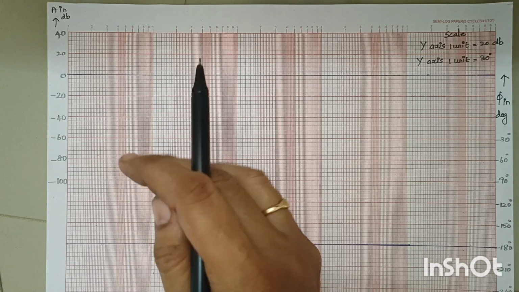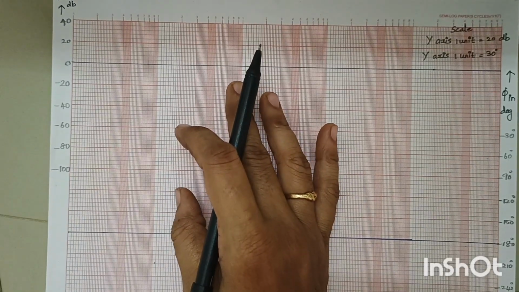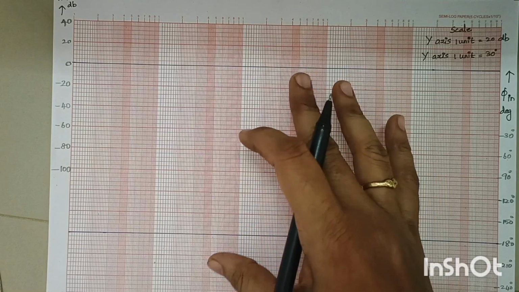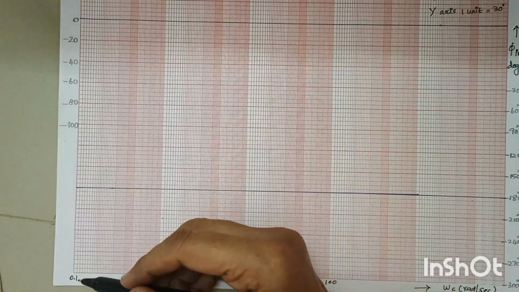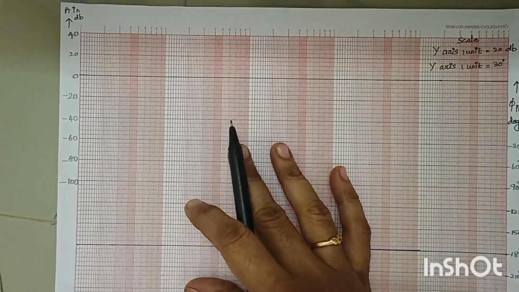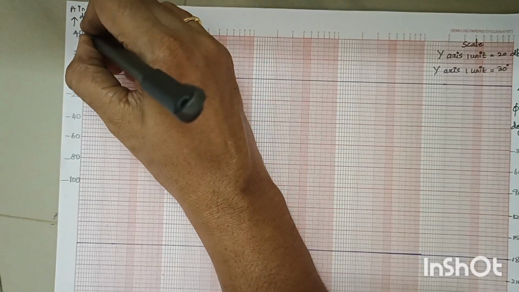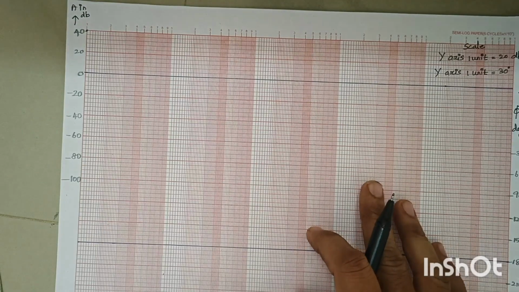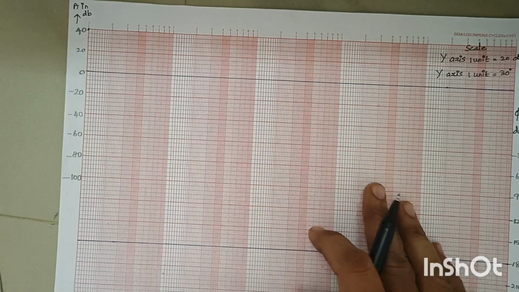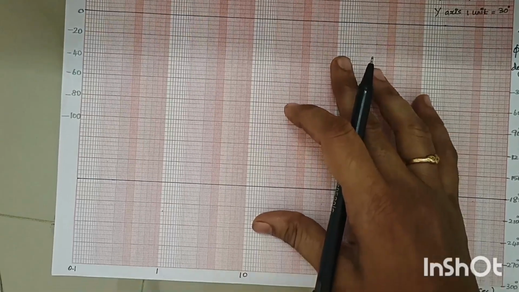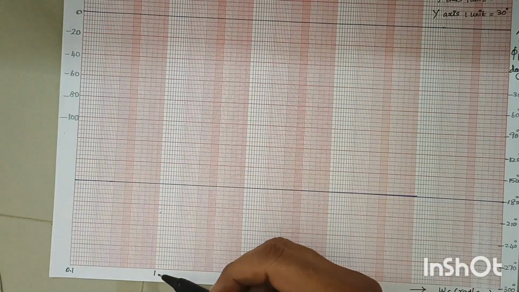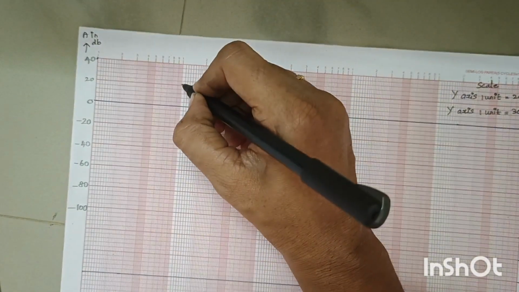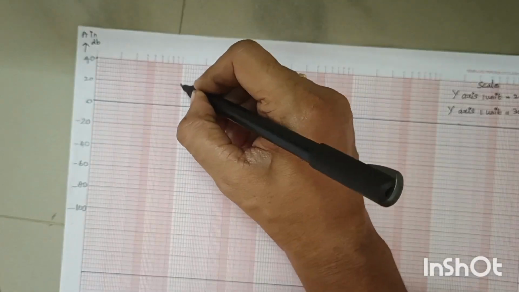So for our magnitude value, the first thing is for a corner frequency of 0.1 the magnitude is 40. You see here we have a frequency of 0.1 and the value of magnitude is 40. So this is our first point. Right. And the next thing is for a frequency of 1 the magnitude value is 20. So here lies my value 1 and the magnitude value is 20. So here is my second point.